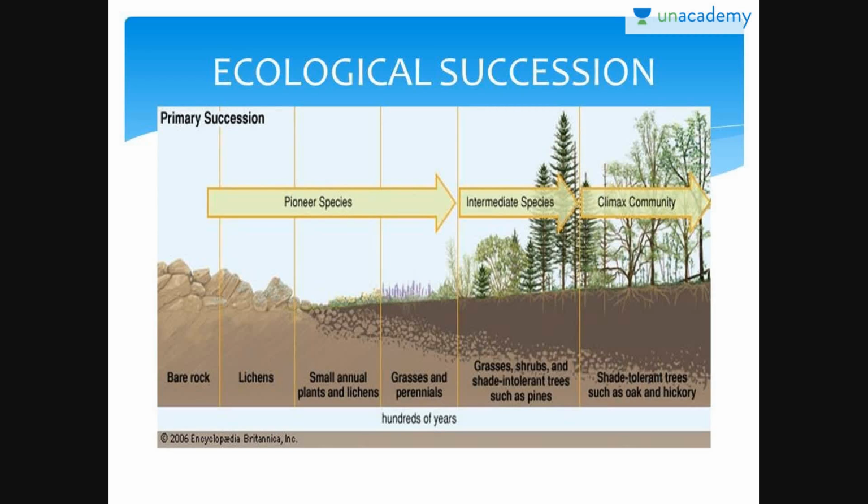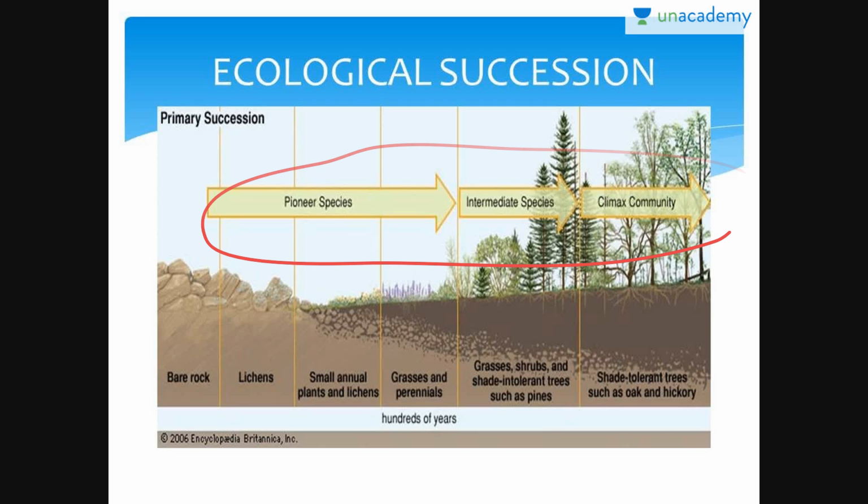This is the ecological succession. The gradual and fairly predictable change in the species composition of a given area is called ecological succession. It begins with the primary succession, and these are the arrows which show you the process of how ecological succession occurs. The change is orderly and sequential, parallel with the changes in the physical environment.